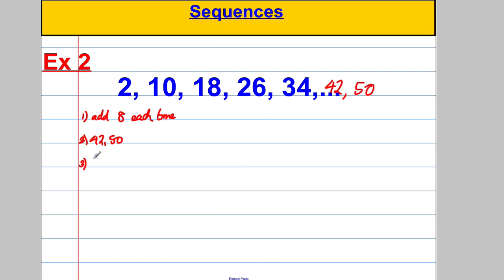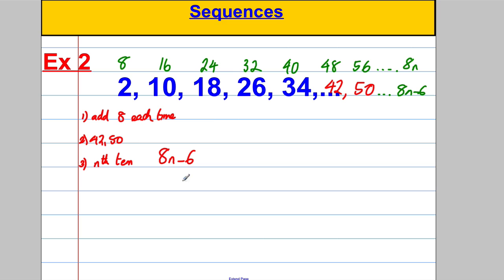Then you might be asked, what's the nth term? Okay, so this is going up in 8, so let's write the 8 times tables above it. 8, 16, 24, 32, 40, 48, and lastly 56. So the nth term of the 8 times tables is 8n. So what's the nth term here? Well, our sequence is always 6 less, so our sequence must be 8n subtract 6. So the nth term here is 8n subtract 6.